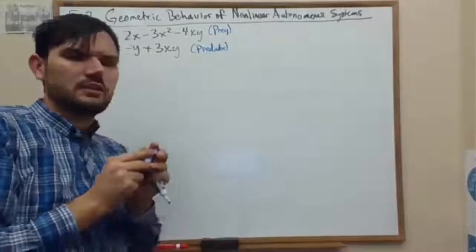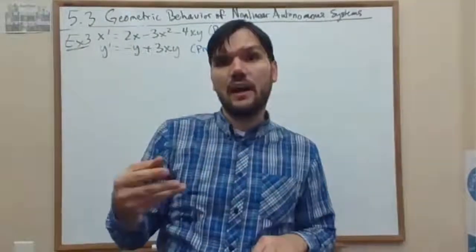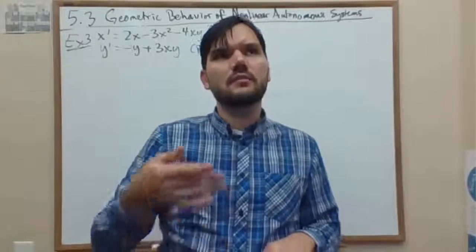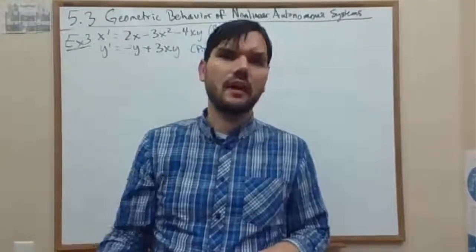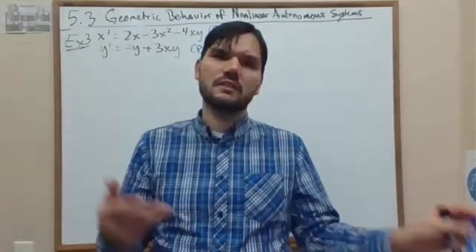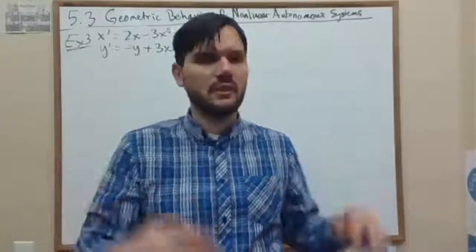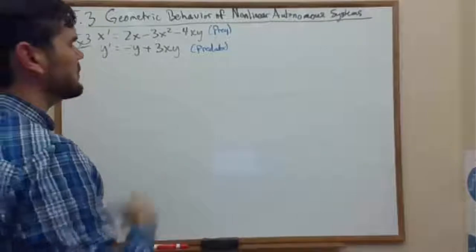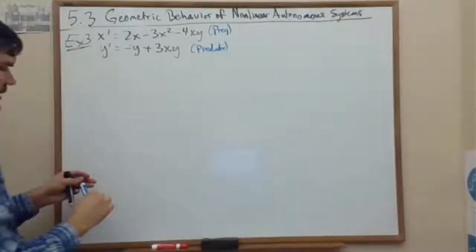Now, our solution will not necessarily be a count of animals or number of animals. It'll be a certain unit, like hundreds of thousands of animals, tens of thousands, hundreds of animals, something like that. So it's okay if we end up with decimal amounts in our prey and predator populations.